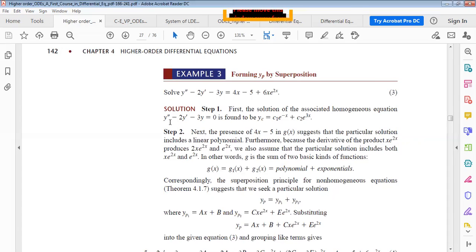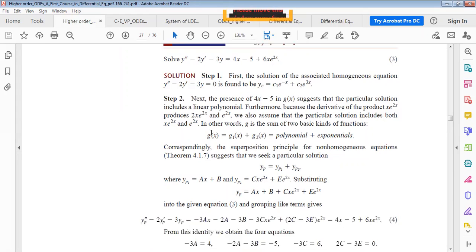After solving this, taking y equal to e^(mx) as the trial solution, we can write the auxiliary equation m^2 - 2m - 3 = 0. Then you get two roots, one is -1 and another is 3. So the complementary function will be yc = c1 e^(-x) + c2 e^(3x).